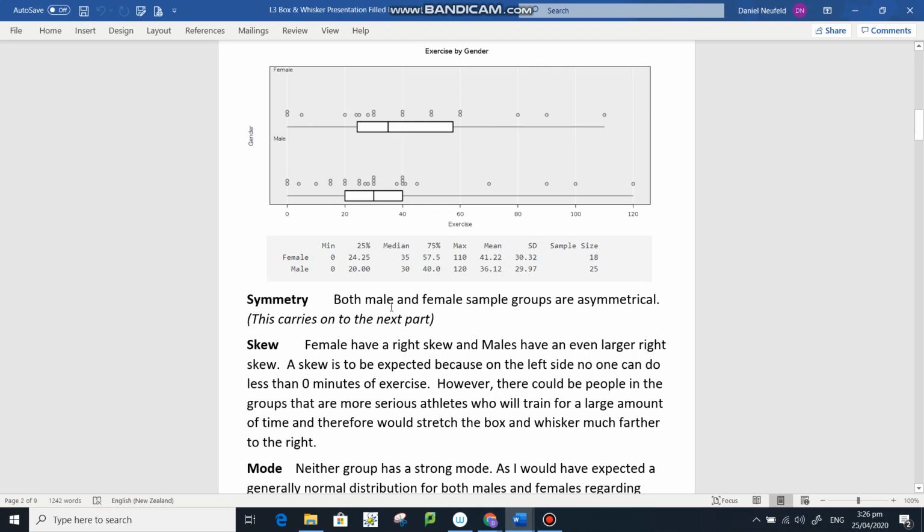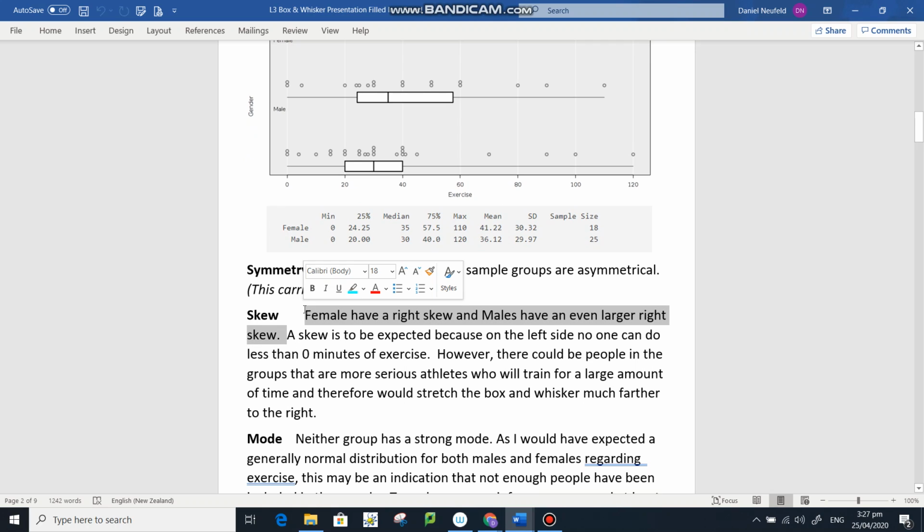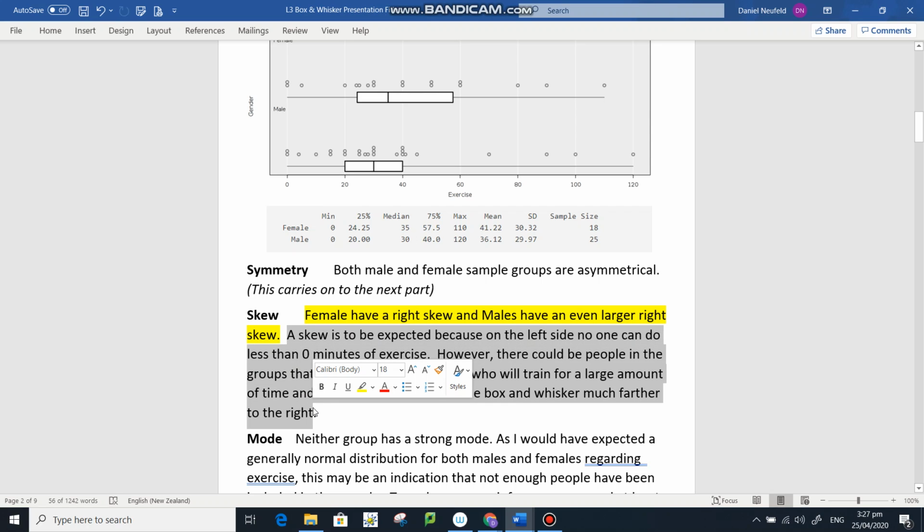Now, if they were symmetrical, then I would talk about why I would expect them to be symmetrical. Because they're not, the skew argument takes more importance. Females have a right skew and the males have an even larger right skew, so again I'm doing a comparison. In this part, all I've done is a comparison and said what it is, so there's my achieved. When I go into explaining it, I'm actually jumping into excellence. It would be good if I could add some research as well, but this is more of an excellence thing, because I'm talking about what is going on.